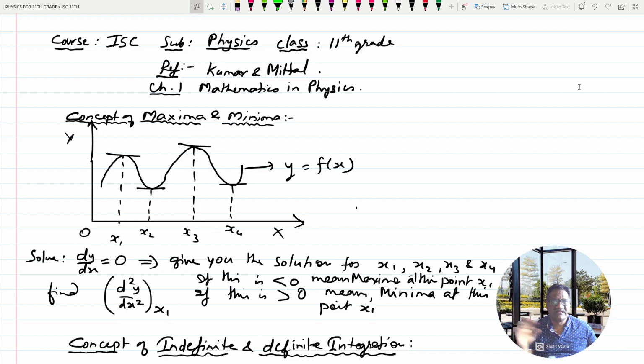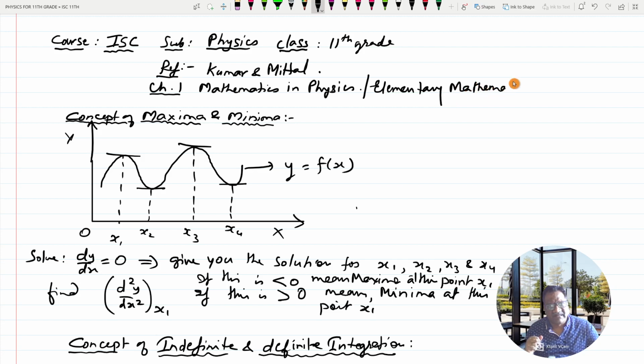In today's session, we are going to continue where we left off last time. Last time I started with a new curriculum, that is ISC, and the subject that we selected was physics, for the 11th grade. The reference book that I'm using is Kumar and Mittal. I had started with chapter 1, mathematics in physics. In the book, the name of the chapter is given as elementary mathematics, so that doesn't make any difference.